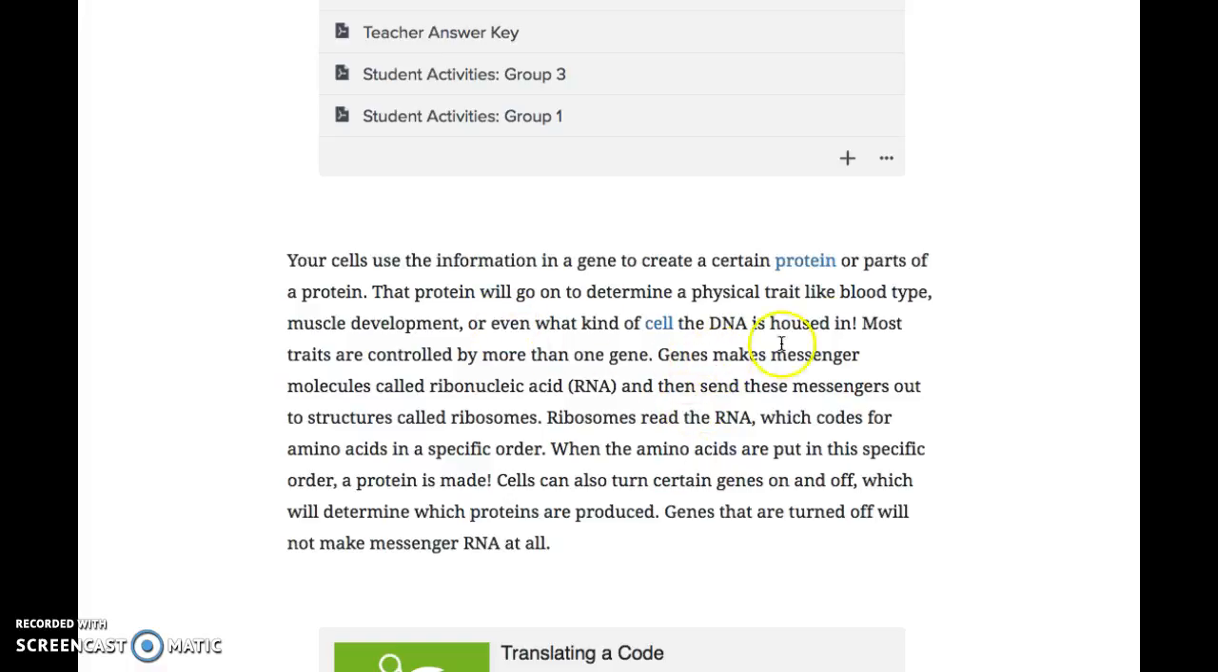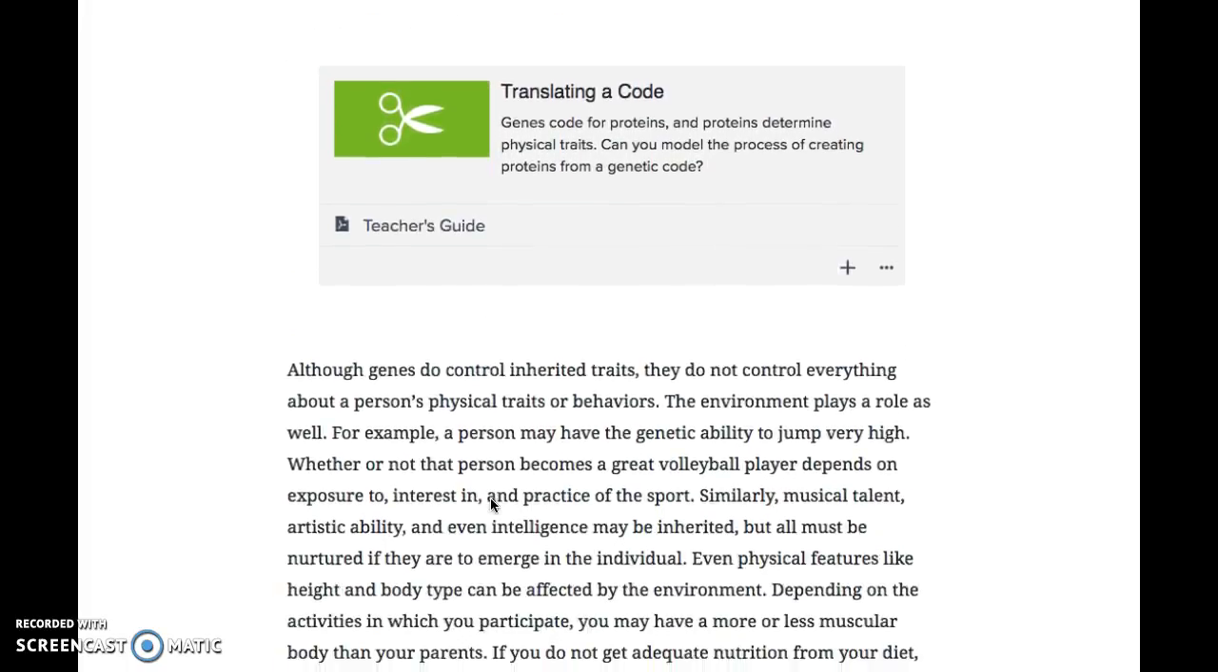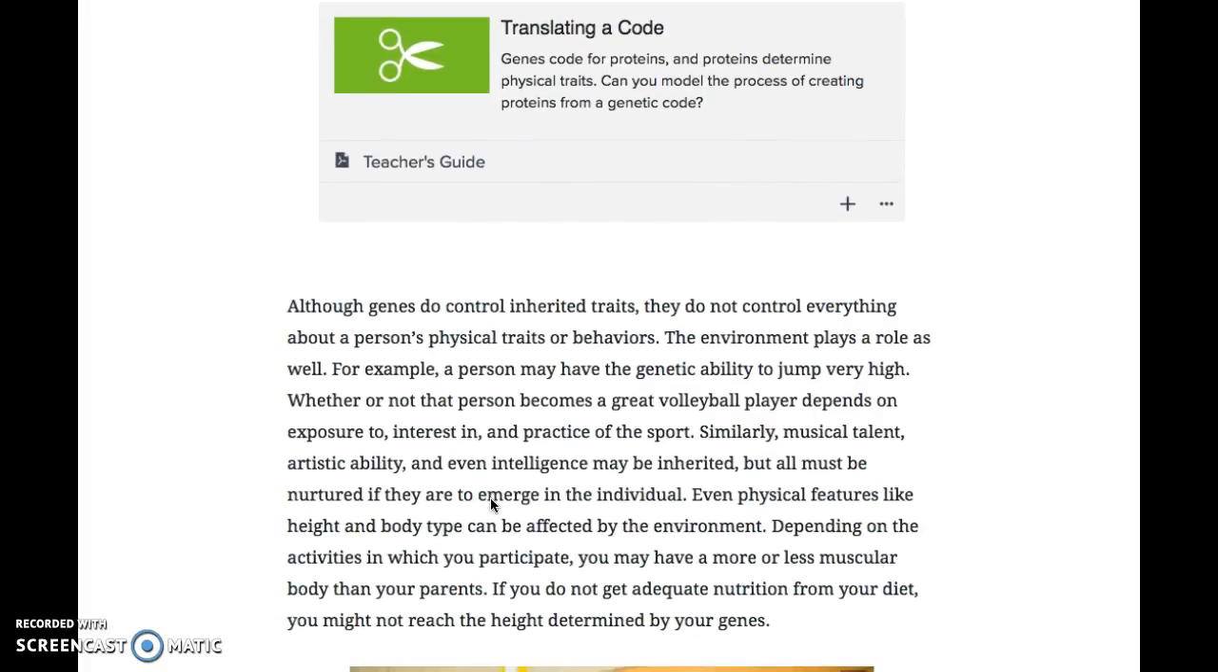We talked about how most traits are controlled by multiple genes, but we're not going to get too far into that. And our messenger molecules are what take the DNA from the nucleus to the ribosome to make it happen. Remember, RNAs? We're just going to not get too deep into that. So, although genes do control inherited traits, they don't control everything. We don't have a lot of evidence to suggest that they control people's behaviors the way they are. There's a little bit, but we're going to say mostly not.